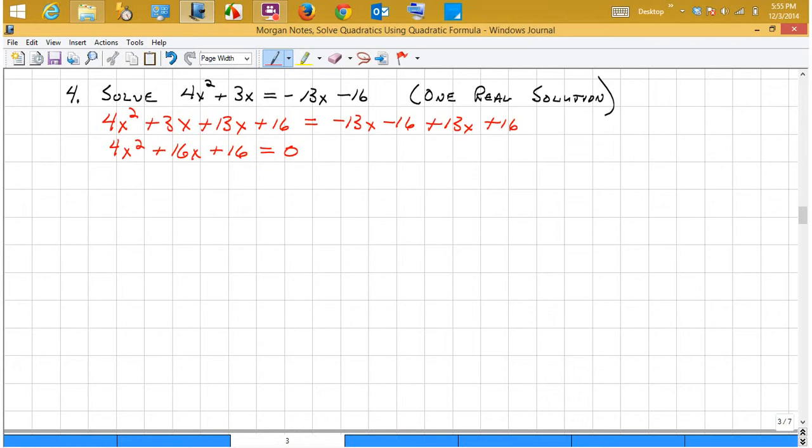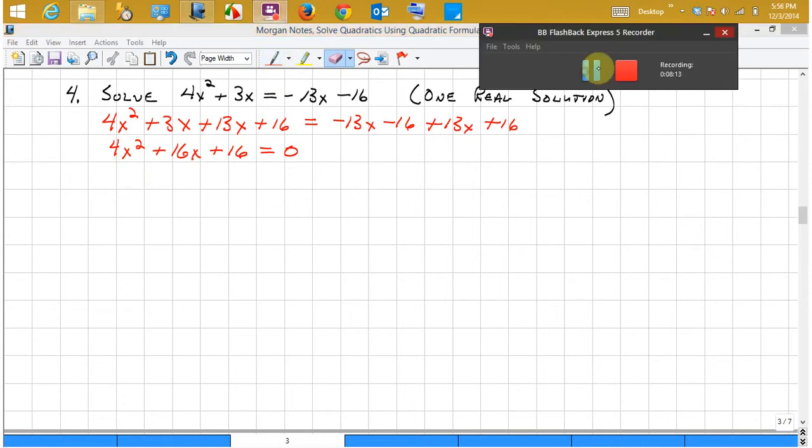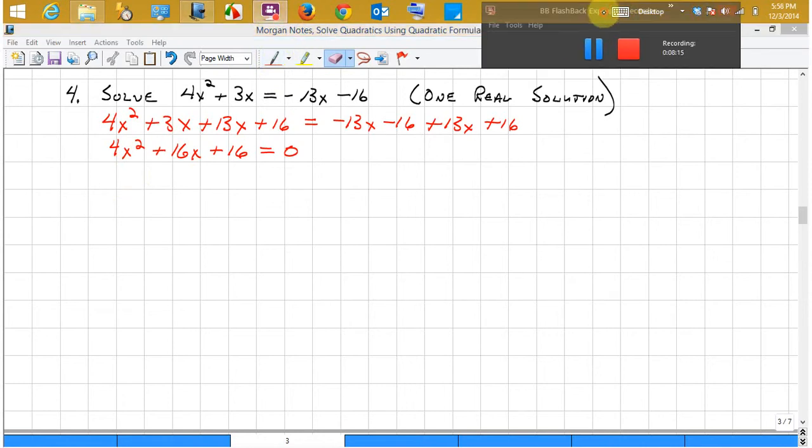Now the next step you don't have to do, but if I want to work with smaller numbers, I could consider factoring out this 4. And it really wouldn't matter at all in the final solution. So let me just go ahead and try that. Notice that I have 4x squared plus 16x plus 16 equal to 0, and I could factor a 4 out. Remember, you don't have to do that. Let's continue. I had an interruption there.